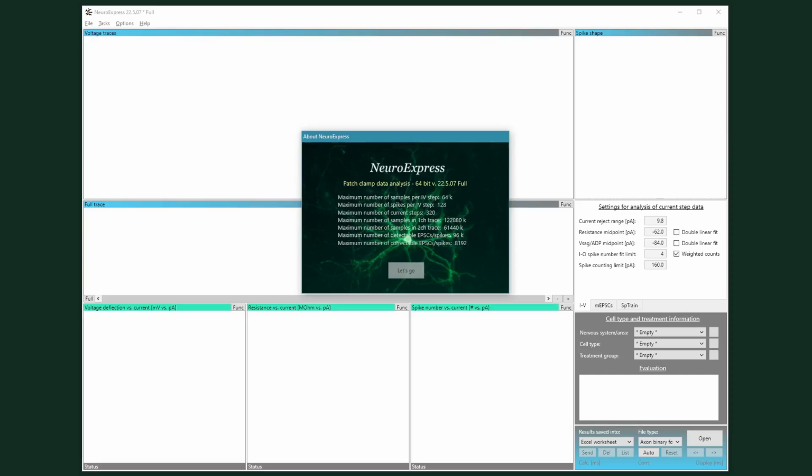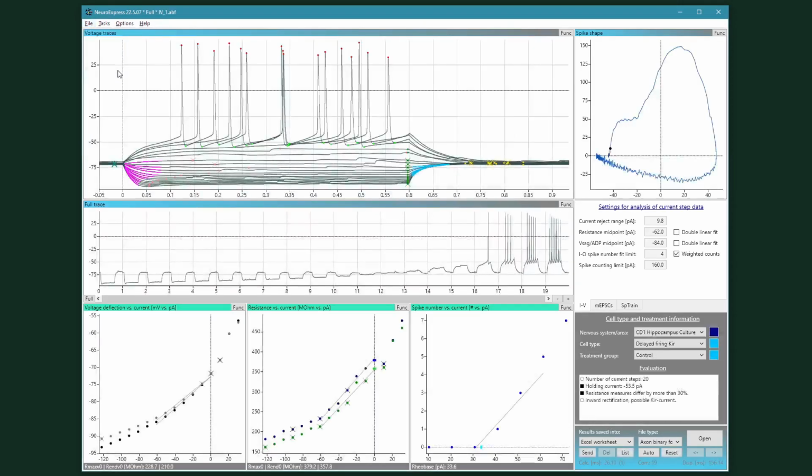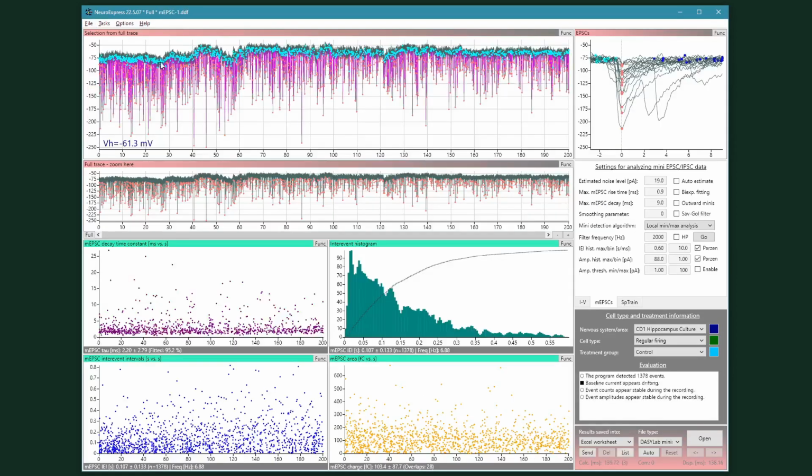NeuroExpress is a Windows program designed for the analysis of electrophysiological data acquired in patch clamp experiments. These data include voltage responses of neurons receiving current step stimulation. Also, the program can analyze spontaneous or miniature postsynaptic excitatory or inhibitory currents, typically recorded in gap-free mode of acquisition.